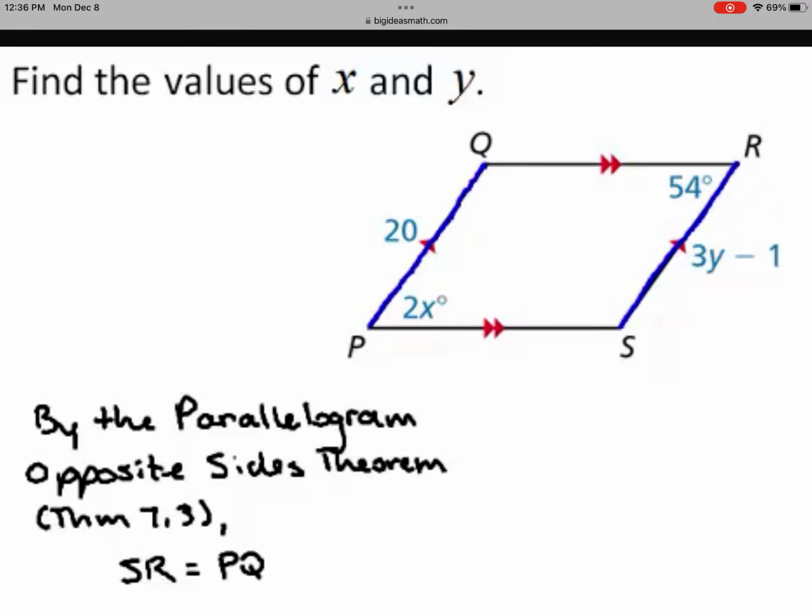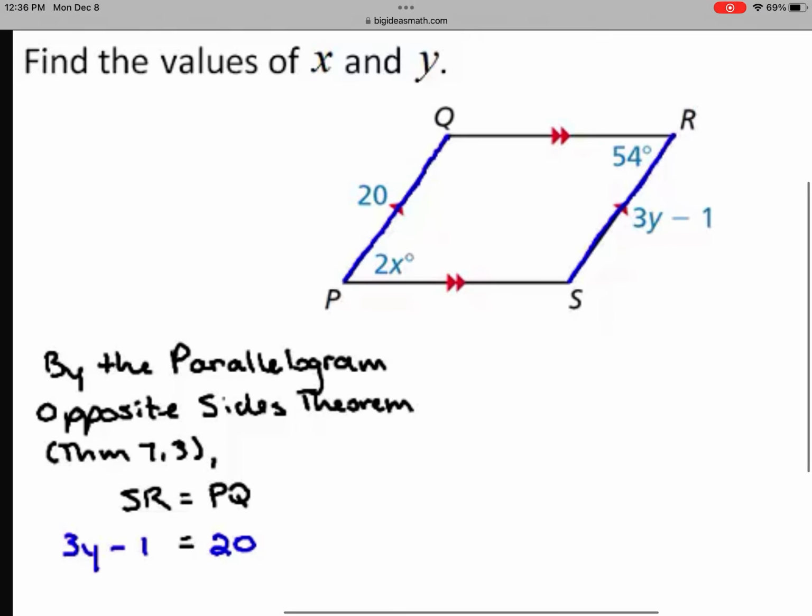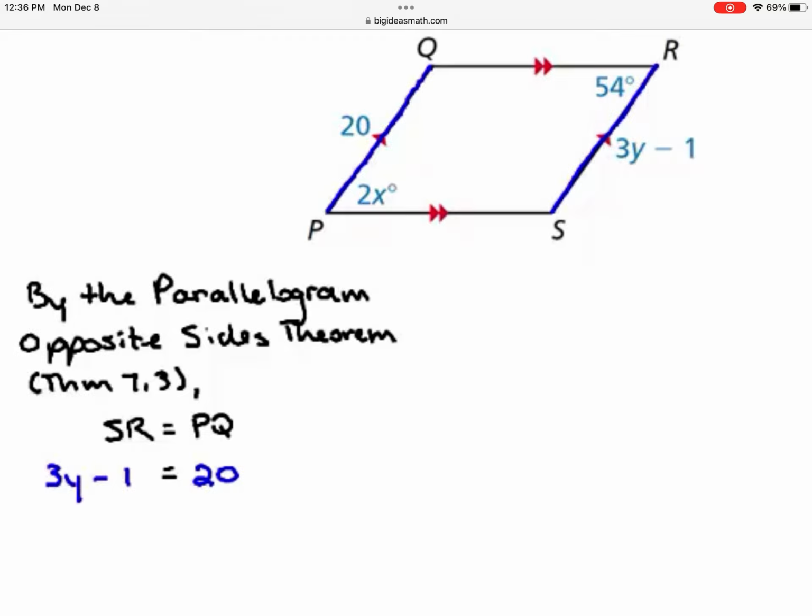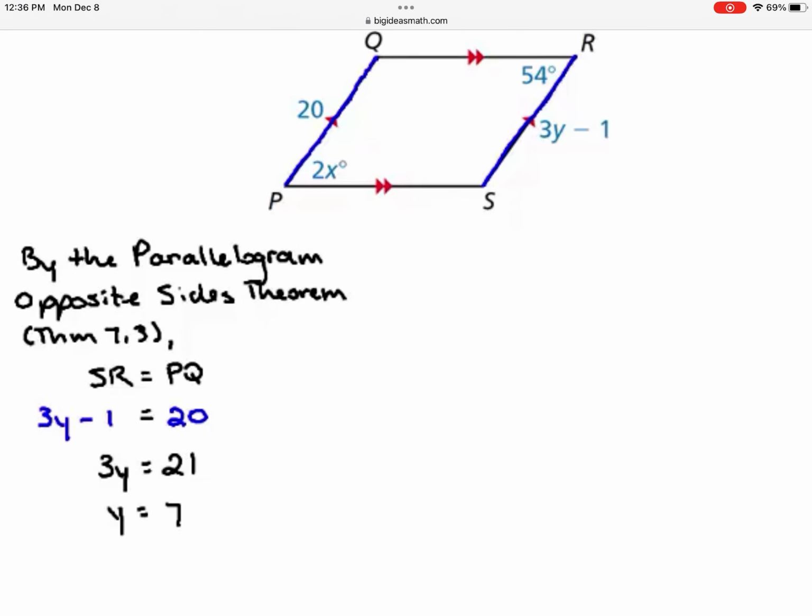So substituting in the given information gives 3y minus 1 equals 20. Then adding 1 to each side gives 3y equals 21. Dividing by 3 on each side gives y equals 7.